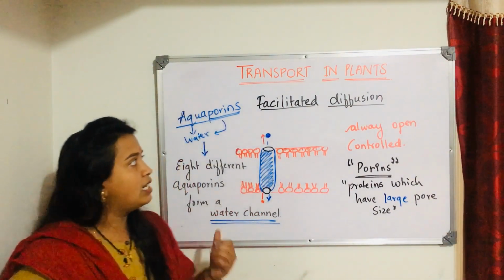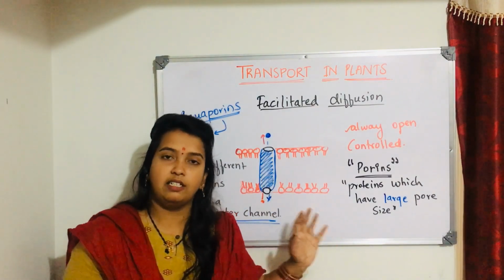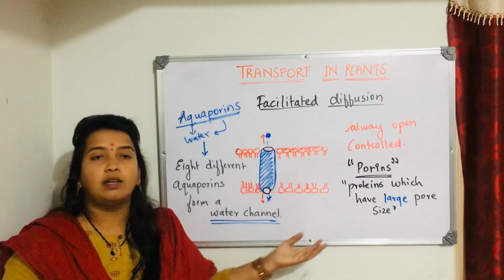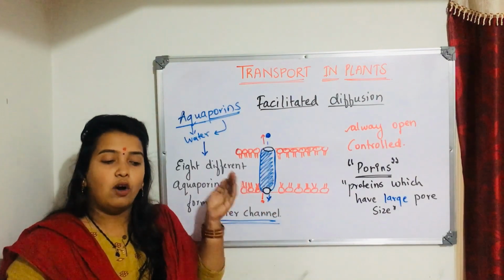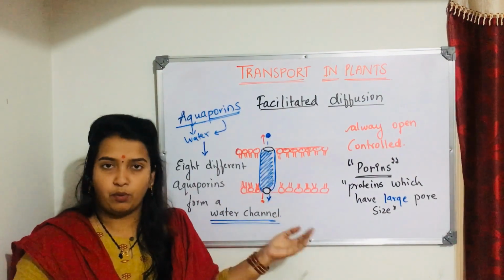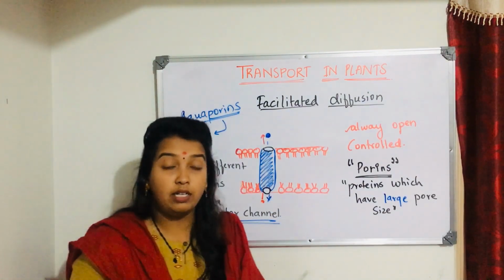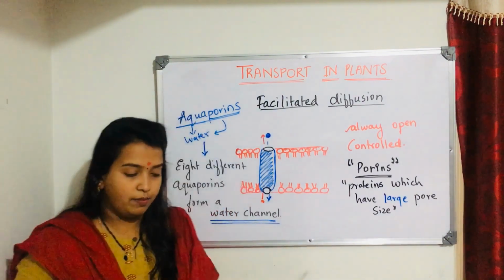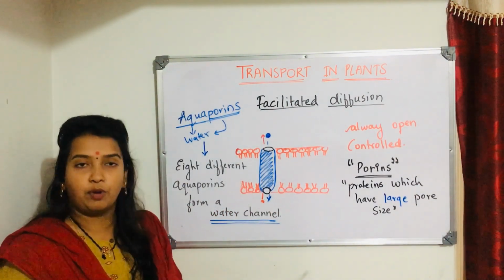Okay, so this completes facilitated diffusion along with some extra terminologies associated with that. Also uniport, coport, symport and antiport. Very, very important these terms are. So please concentrate properly, understand it properly. Thank you.